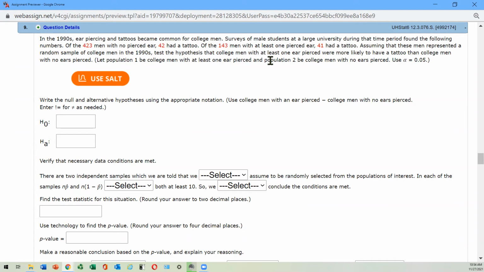Okay. And of 143 men, so the second group was 143. So there are 2 groups of men, those with ear piercings and those without. And of the 143 who did have piercings, 41 of those had a tattoo. Assuming that these men were a representative random sample of college students in the 90s, here's our test now.